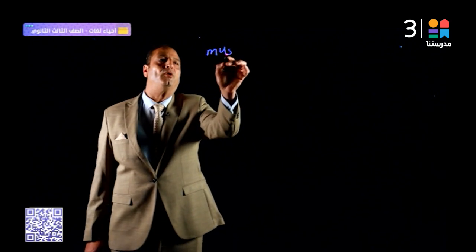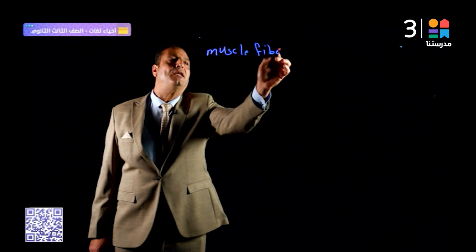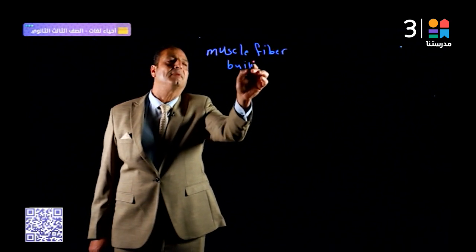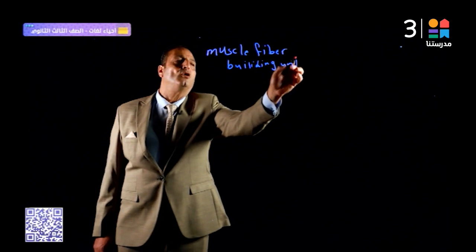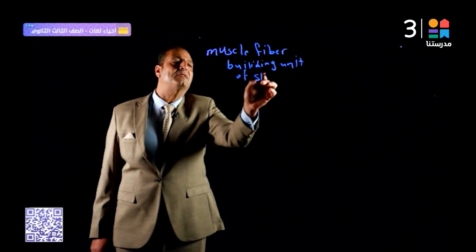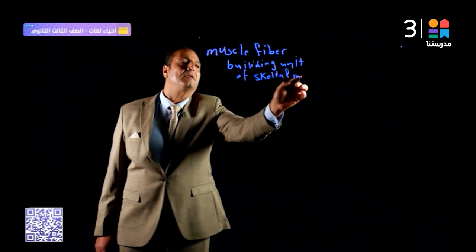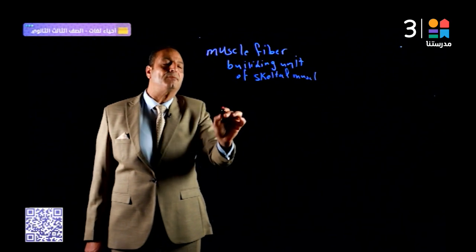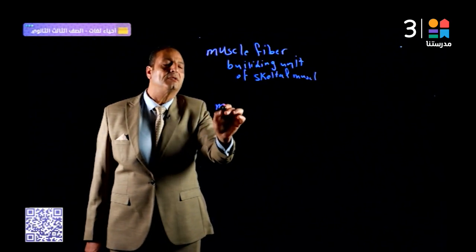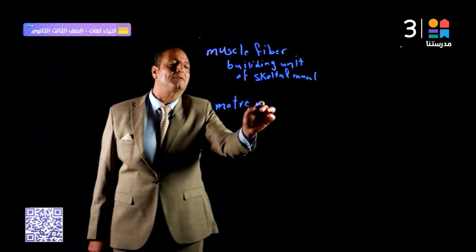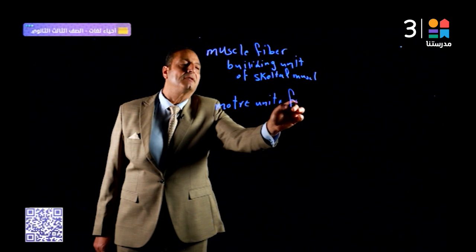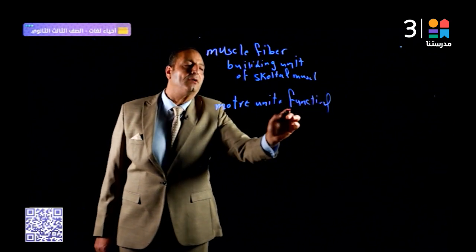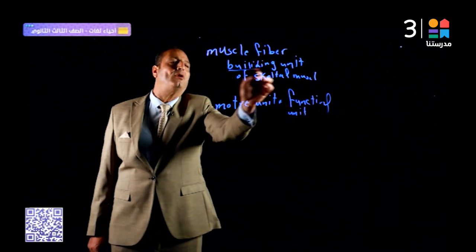We can summarize the movement of humans. Movement in humans is related to the skeletal muscles. Skeletal muscle consists of muscle fibers. Muscle fiber is the building unit of the skeletal muscles. And there is another type related to movement, the motor unit. It is the functional unit. There is a difference between the building unit and the functional unit.